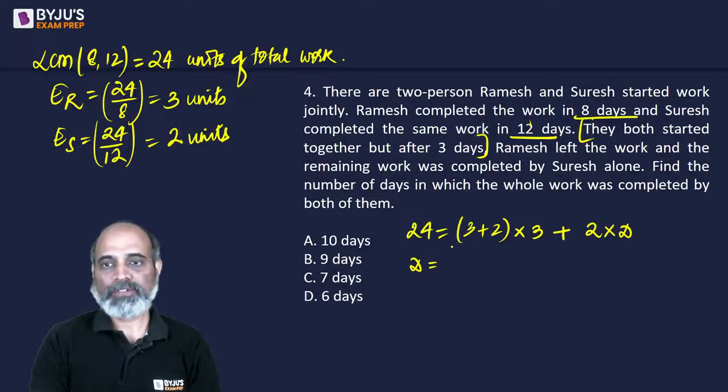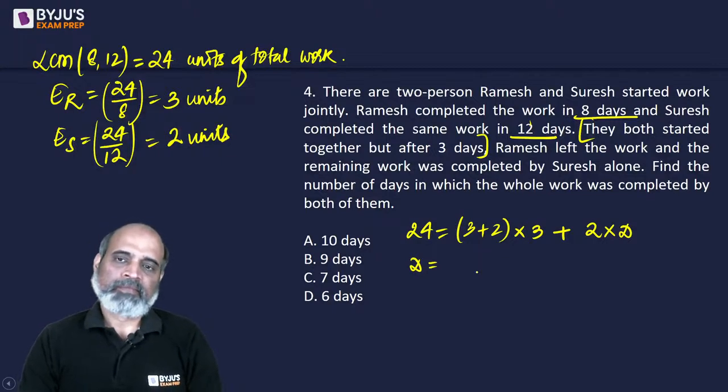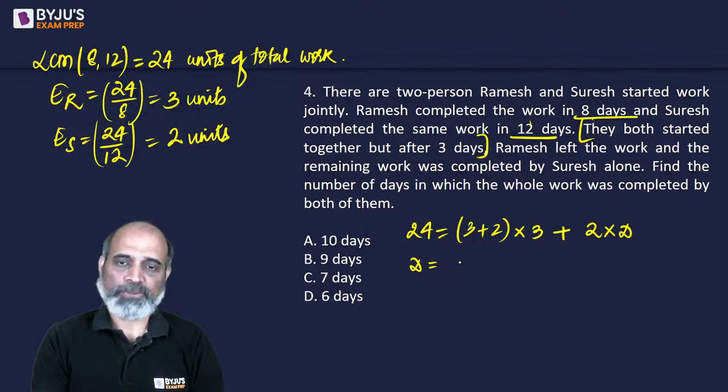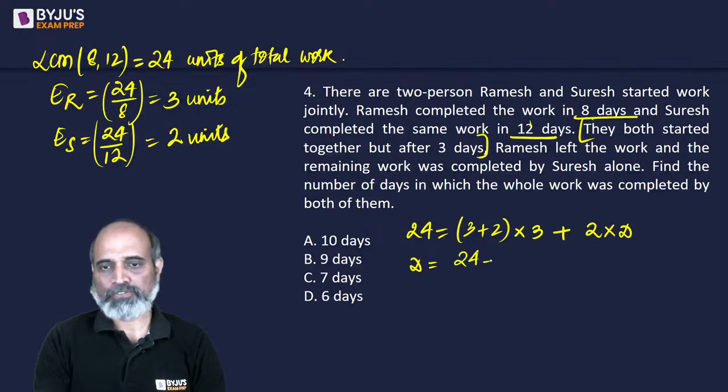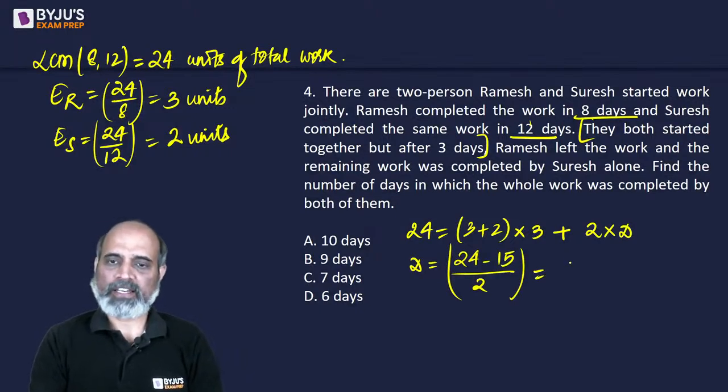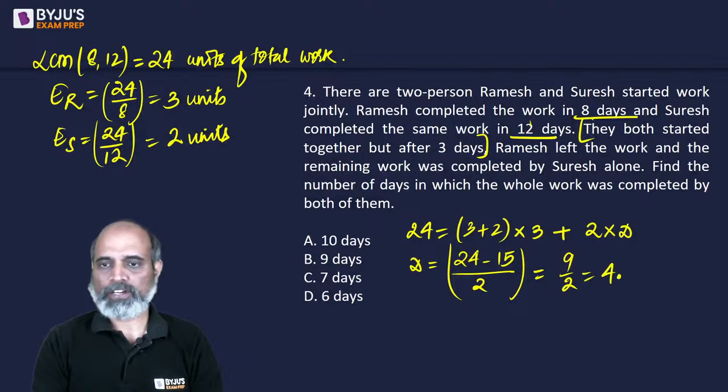So 5 into 3 is 15. So we will have 24 minus 15, whole divided by 2. So this will result in 9 by 2, which is 4.5 days, right?